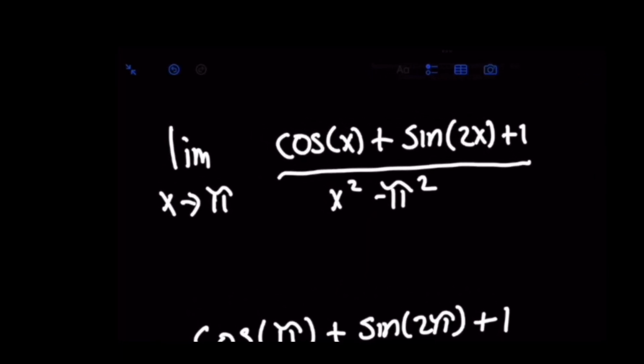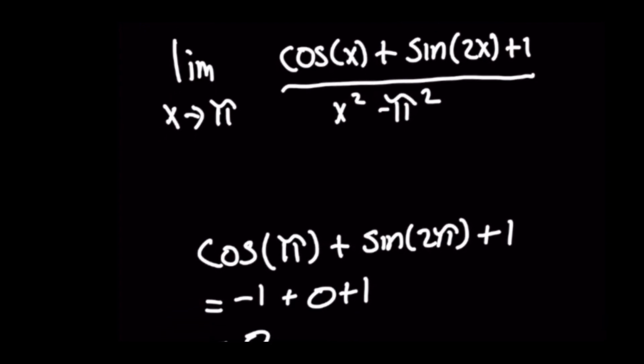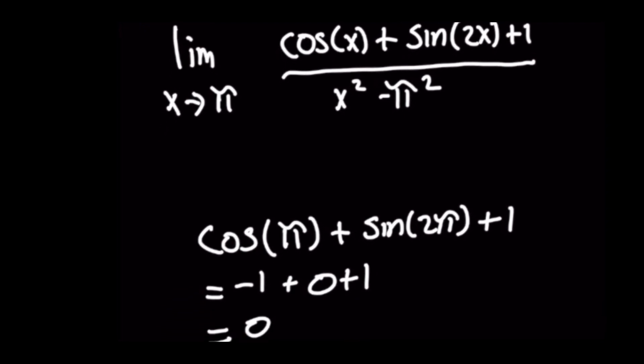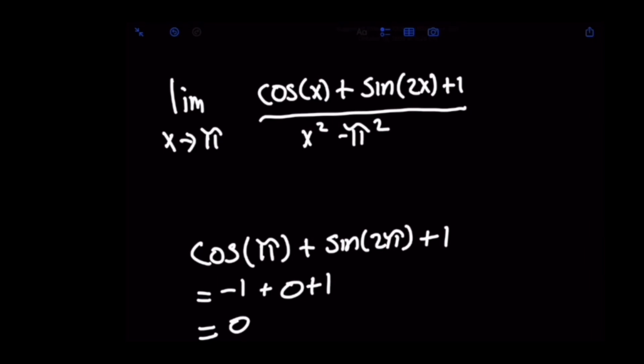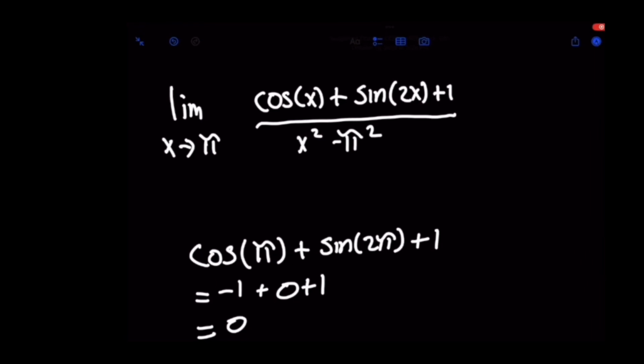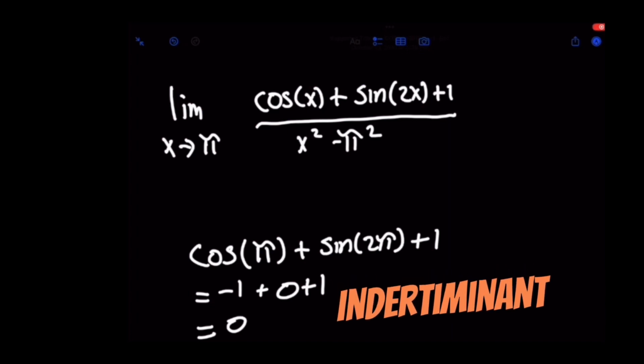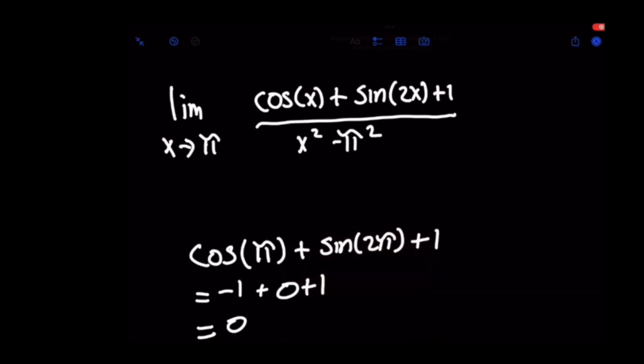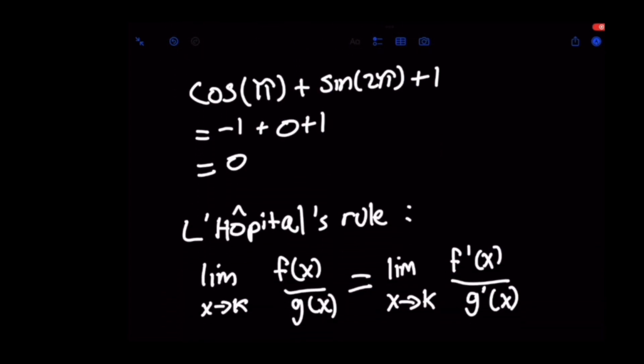When you plug it in, you'll find that the cosine of pi plus sine of 2 pi plus 1 will come to negative 1 plus 0 plus 1, which will be 0. Now, what's interesting here is it looks like 0 over 0. Whenever you have 0 divided by 0, or say infinity divided by infinity, these are situations that are considered to be indeterminate. And guess what? When you have a limit problem like this, where you come up with something that's indeterminate, you can use a really cool trick called L'Hopital's rule.